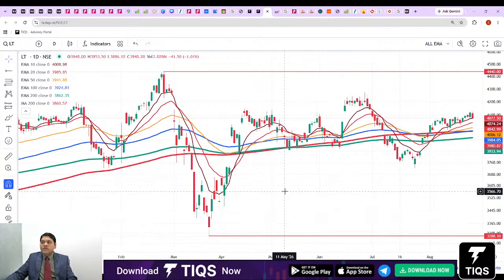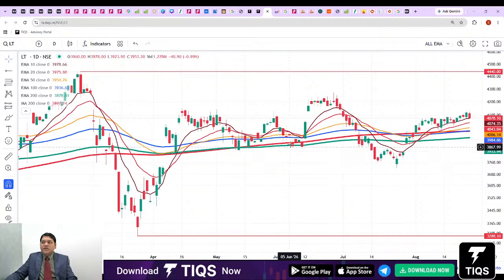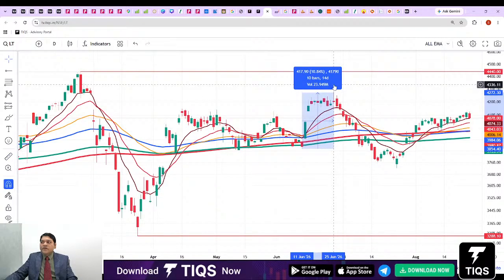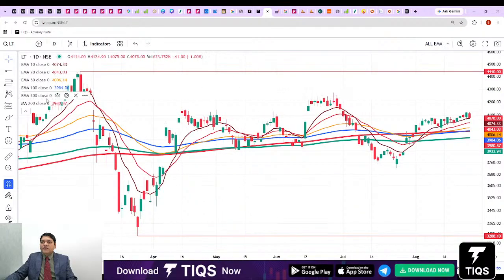So we need to be very cautious. Sometimes it will support, sometimes it will go down. So I'll just show you from the percentage point of view. From here to here, this percentage movement was 10.84%, which is a very good percentage move. But then you can see what happened.